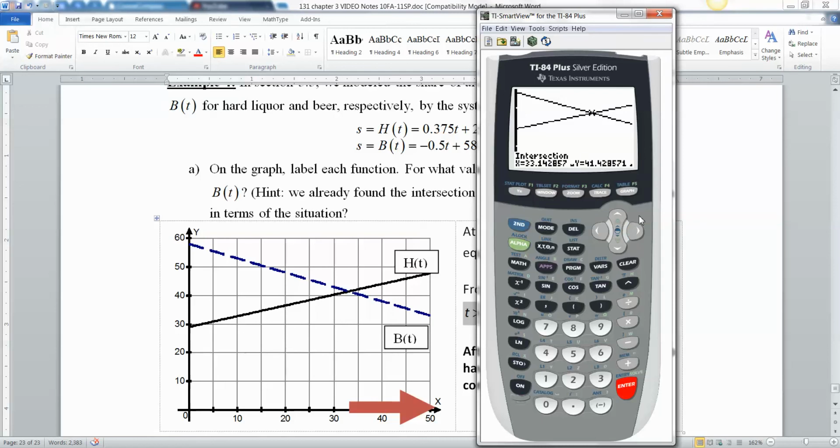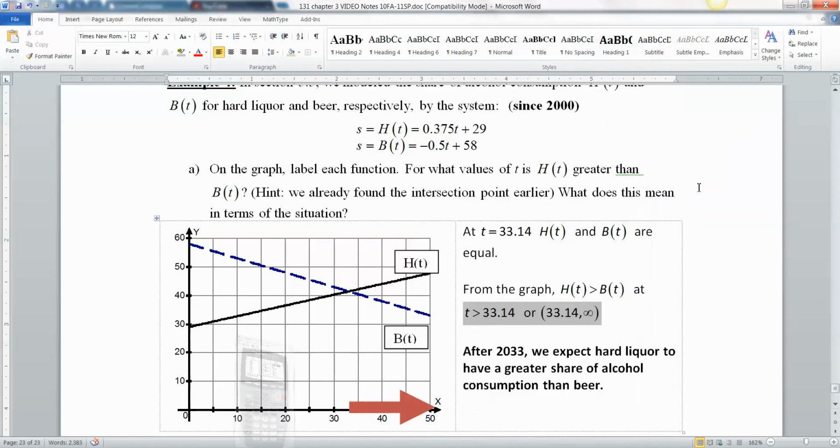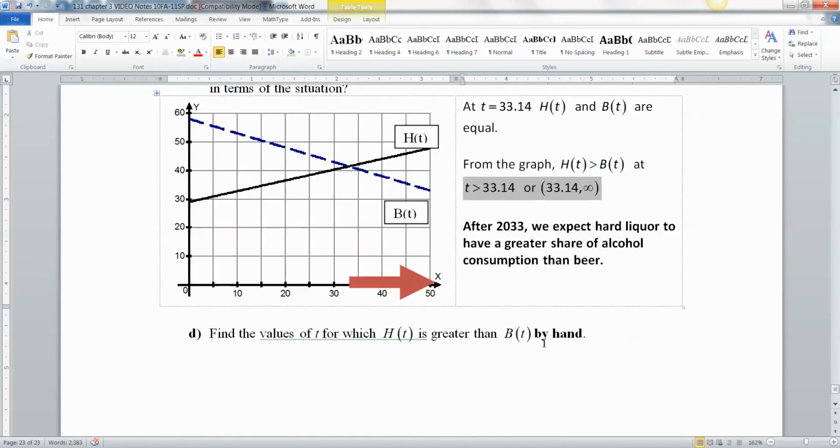So you can still figure this out using your by-hand methods. And you can also check the table. After 33, it gets down to values that are, hold on. Remember, Y1 was the hard liquor and Y2 was the beer. So you can see after 33, the hard liquor is bigger than the beer. And so that's another way to spot it as well. So all that's backing you up, but it's not doing it by hand. It's doing it using the calculator and some graphing.